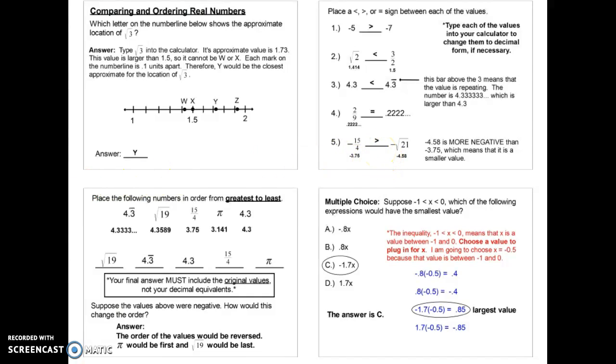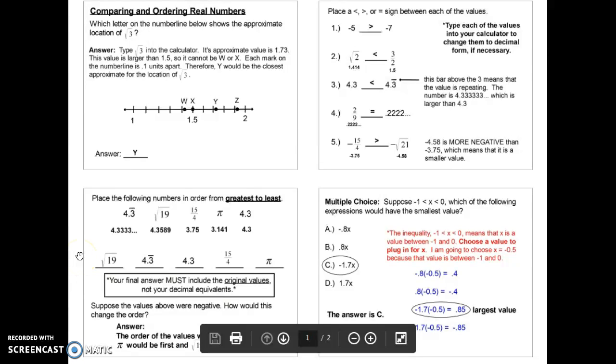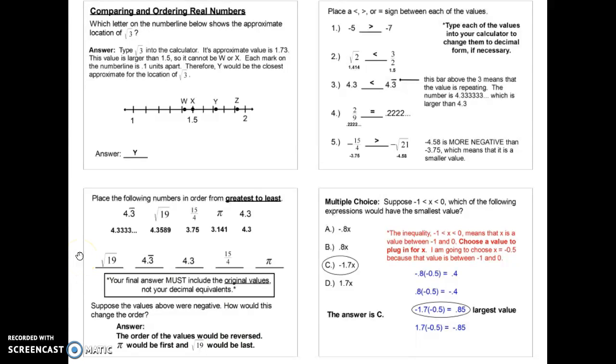Okay. Now in example number 3, we are placing these values in order from greatest to least. Okay, so we are given 4.3 repeating. We are given the square root of 19, 15/4, pi, and 4.3. Okay, now the first thing you always want to do with these ordering problems is put any of them into decimal form that are not already in that form. So 4.3 repeating, we don't need to do anything to change it other than you can write out the 3's that are repeating if you would like to. Square root of 19, you will need to type that into your calculator to get the approximate decimal value.